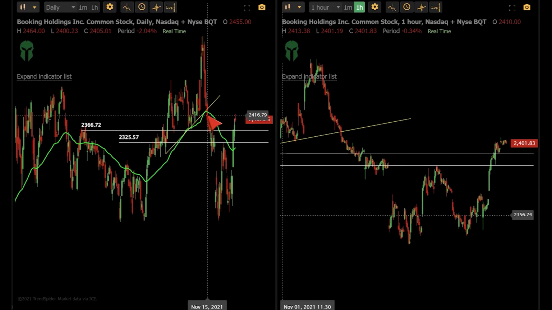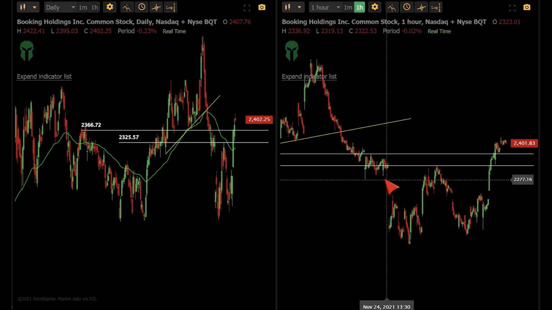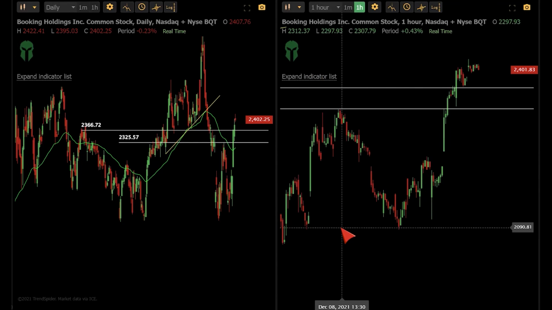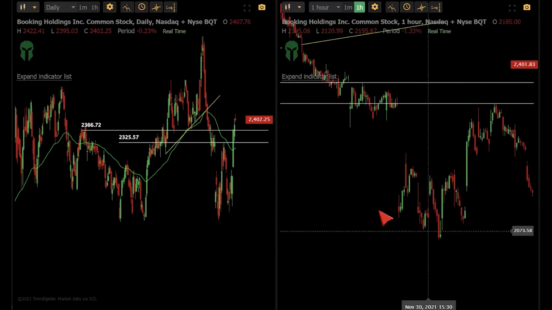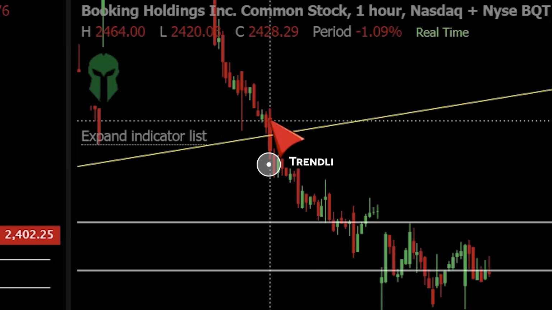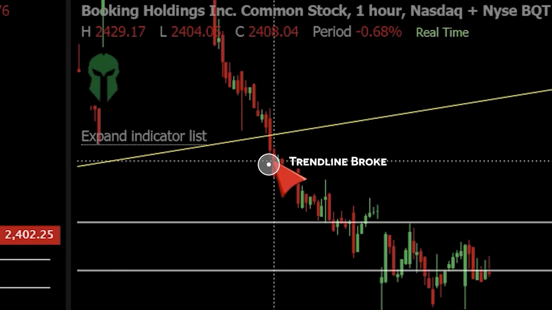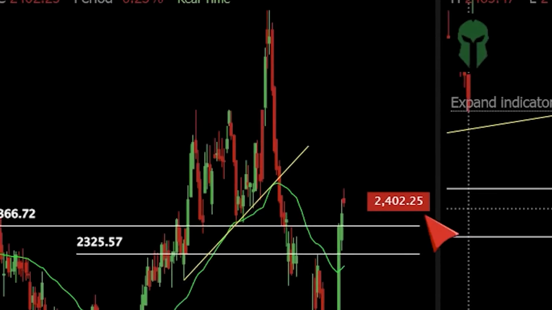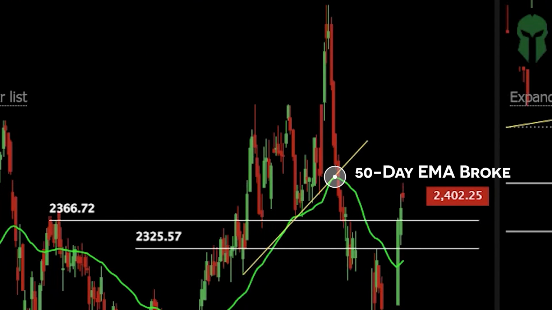As you can clearly see on November 15th, let's open this up a little bit and zoom in. So here we are, and here's the trend line. We can all see that. The first hour bar broke the trend line and broke the 50-day, and you can see how that fits perfectly into this.